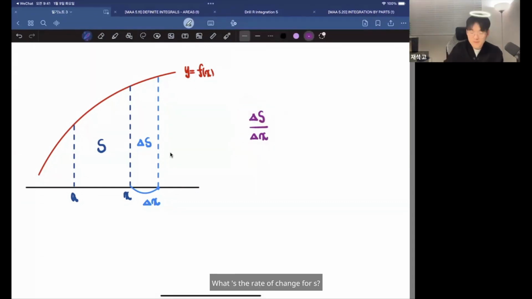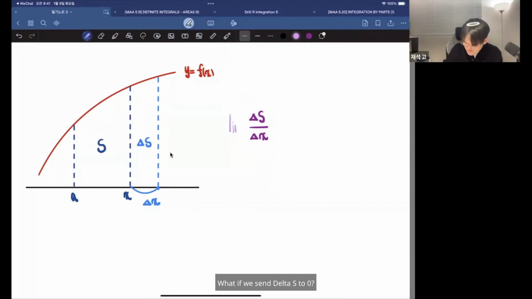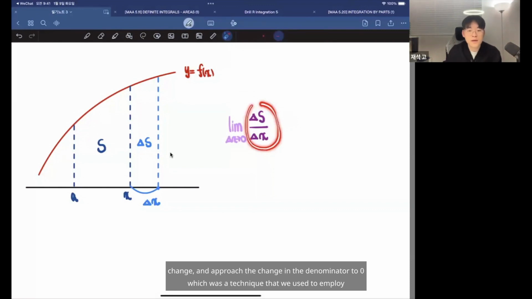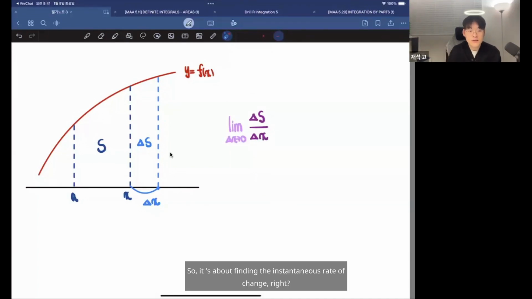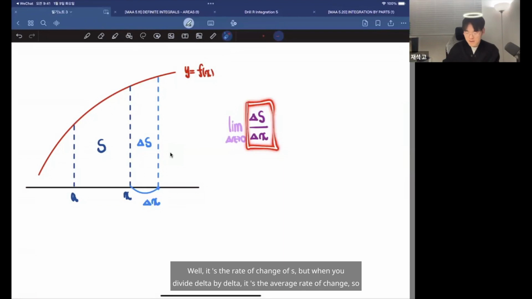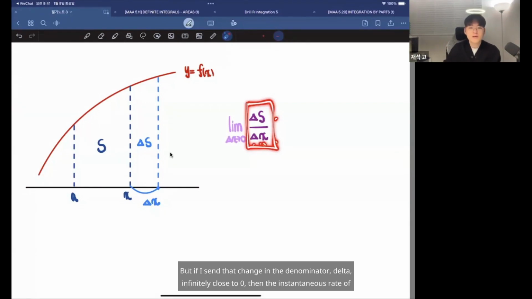What's the rate of change for S? Here's what we're doing. What if we send delta x to 0? What is the outcome that you get when you divide the change by the change and then calculate the rate of change and approach the change in the denominator to 0, which was a technique that we used to employ frequently in the past? So it's about finding the instantaneous rate of change, right? What is this? Well, it's the rate of change of S, but when you divide delta S by delta x, it's the average rate of change. But if I send that change in the denominator, delta x, infinitely close to 0, then the instantaneous rate of change comes out, right?